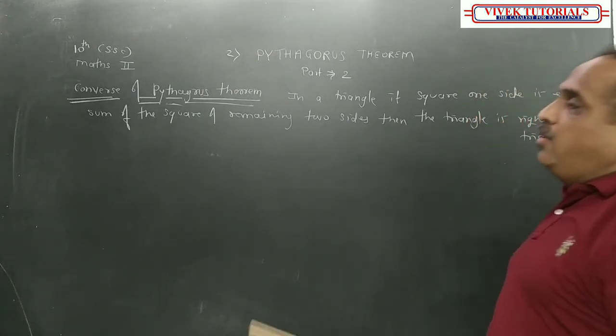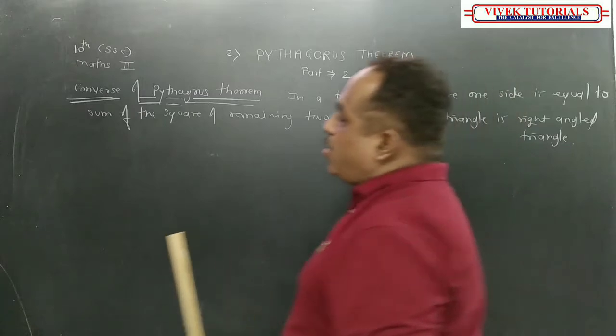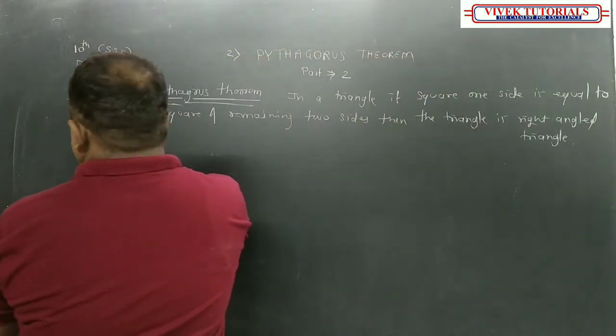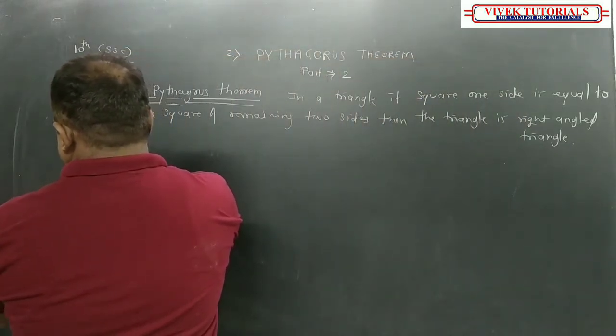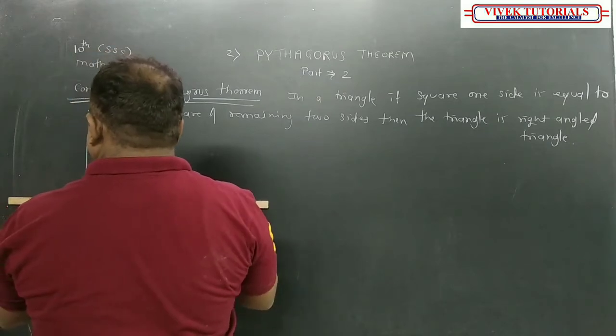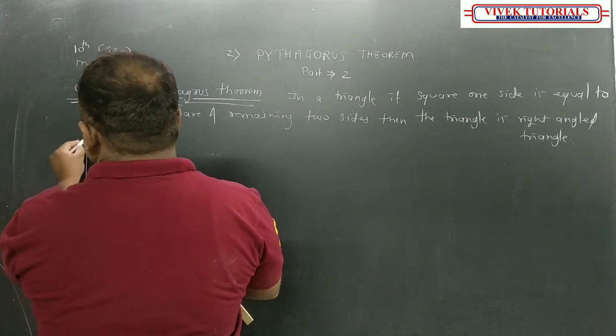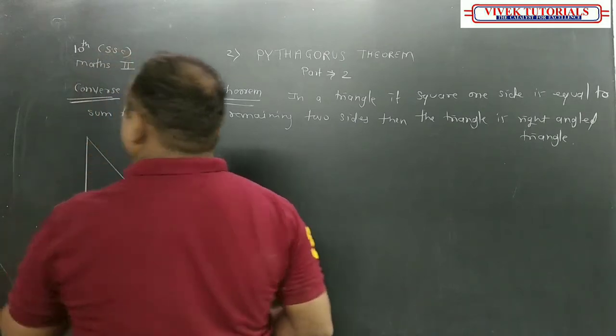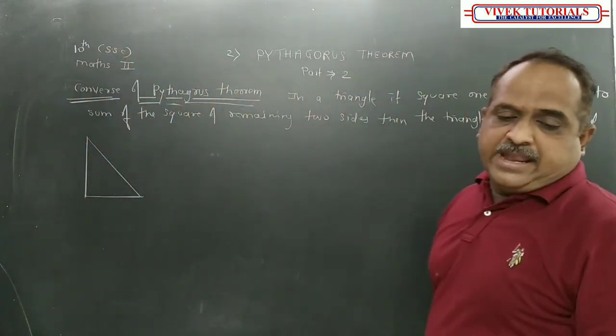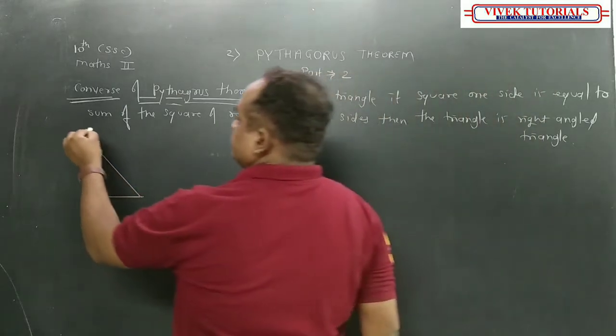Now we are going to draw a triangle. It should look like a right angle because anyhow you have to prove that it is a right angle triangle. But at this moment, we consider that it is not a right angle triangle. Its name is ABC.